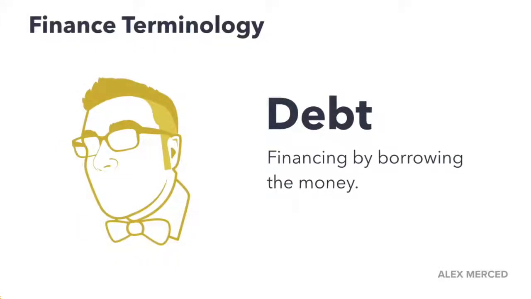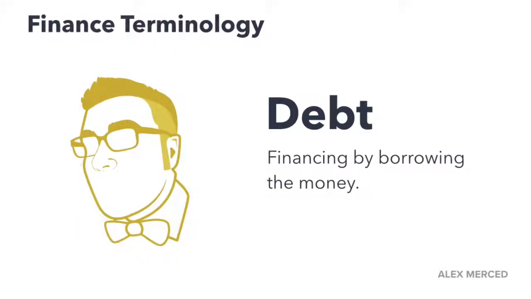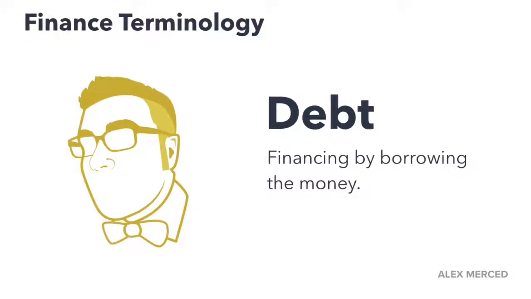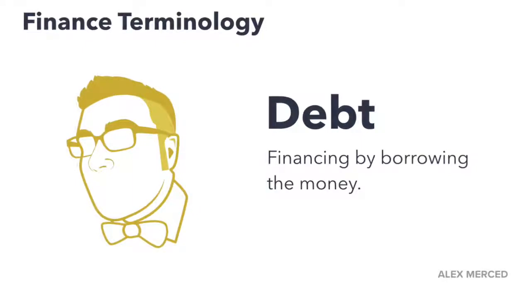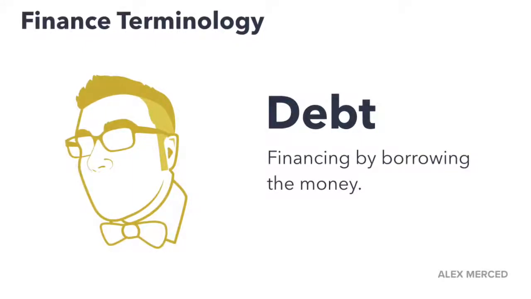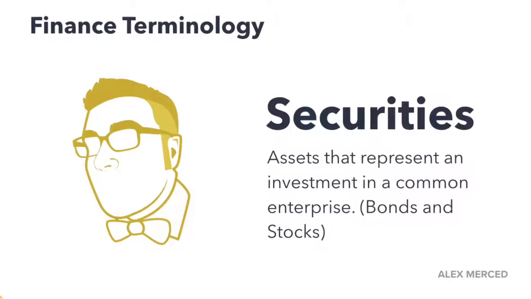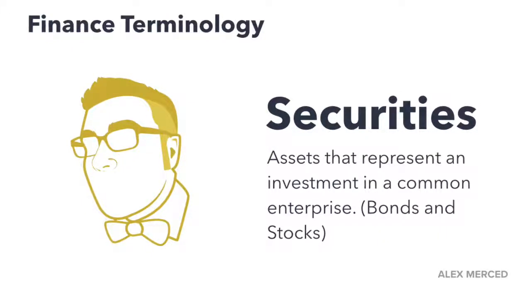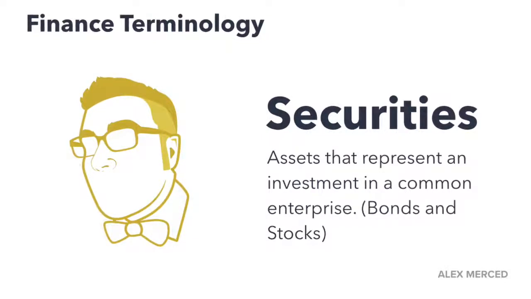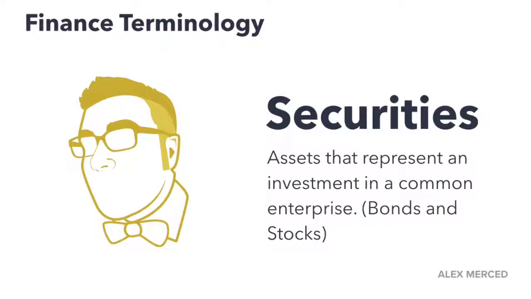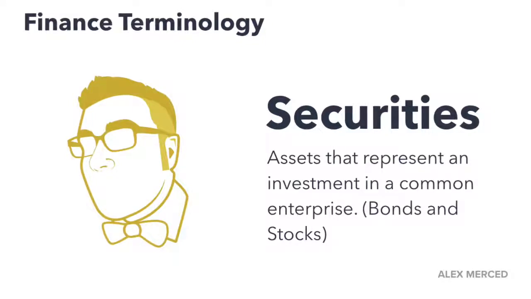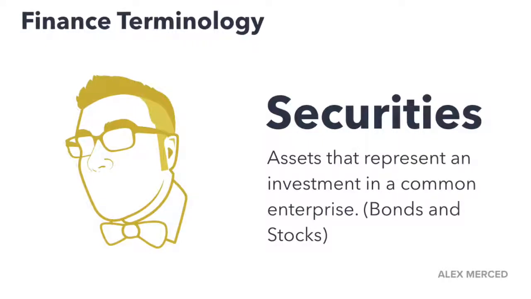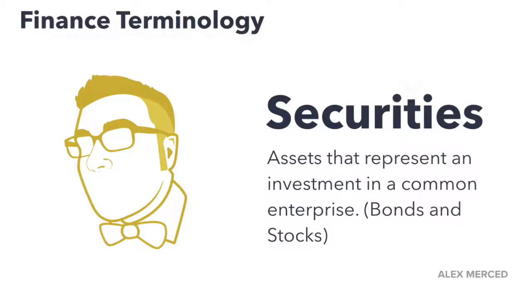Another way to finance an expenditure is through debt, which is financing by borrowing the money. This could be done by just taking out a loan or by issuing bonds, which represent the debt of a company or a government. Securities. Assets that represent an investment in a common enterprise, things like bonds and stock. So when you buy stock, you're buying ownership in a company. When you buy a bond, you are lending money to that company, but they're both securities and they're both issued in order to help raise money or to finance investments.